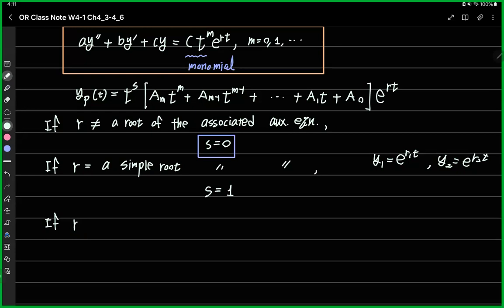So if r is a double root, then s must be 2. If s equals 1 for a simple root, then s is equal to 2 for a double root.